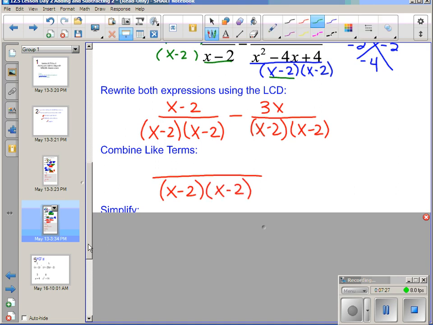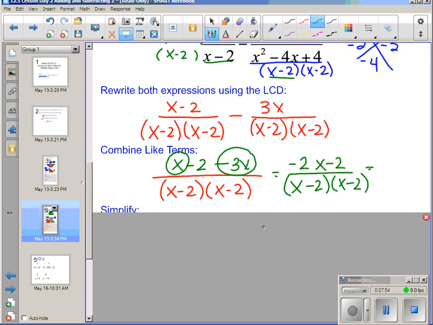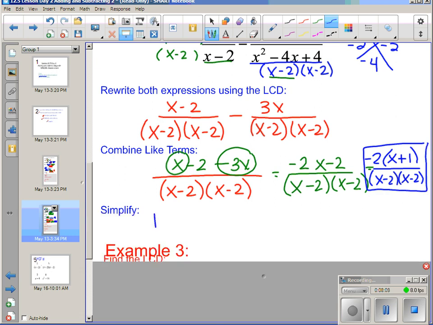Pause the video and see what you get left with on top, and then see if you can simplify anything. All right, so when I write this out, it's like I'm doing x minus 2, and then I'm subtracting 3x. I can combine the x and the minus 3x to become negative 2x minus 2 all over x minus 2 times x minus 2. And if I were to factor the top, it would be a negative 2 out front, and then become x plus 1. And notice that doesn't match any of the factors on the bottom, so I can't simplify that. So again, I didn't have to simplify.